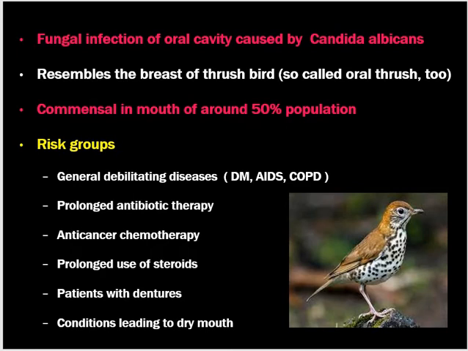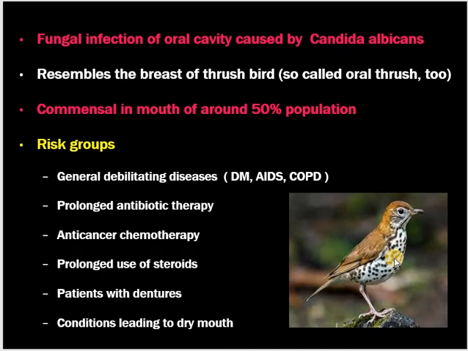It is also called oral thrush because it resembles the breast of the thrush bird. You can see the thrush bird here. This is the breast of the thrush. The picture in the oral cavity seems like this: white patches on the tongue. Candida albicans usually stays as a commensal in the mouth of around 50% of the population, but when the immunity of the person decreases, then it can act as the disease-causing agent and cause the disease.